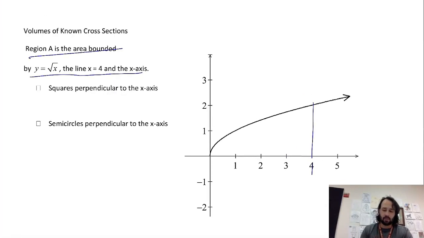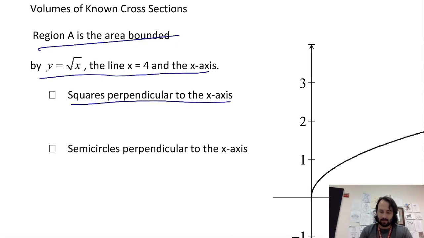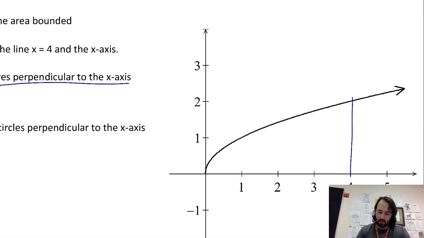So what we are going to be doing in the first one is we are going to line up squares that are perpendicular to the x-axis. So all that means is that I'm going to have a square, something like this, so that is my base, and my height is going to come up out of the page such that there is a square there.